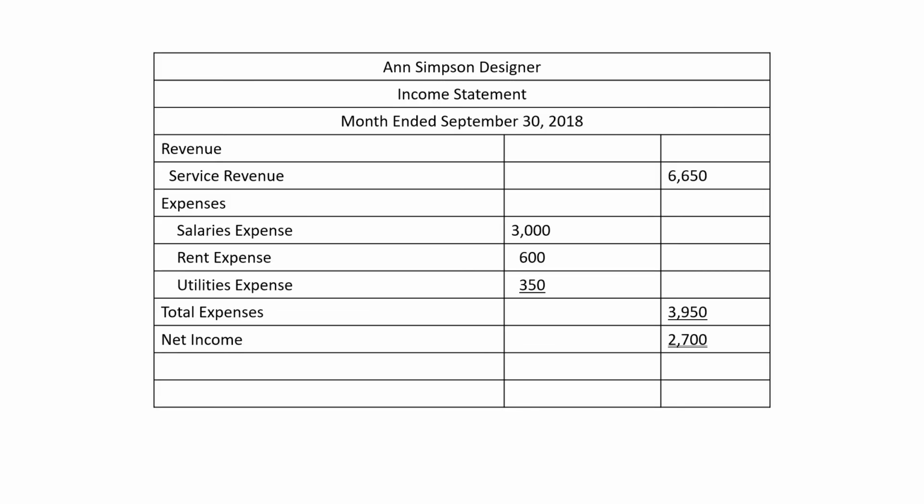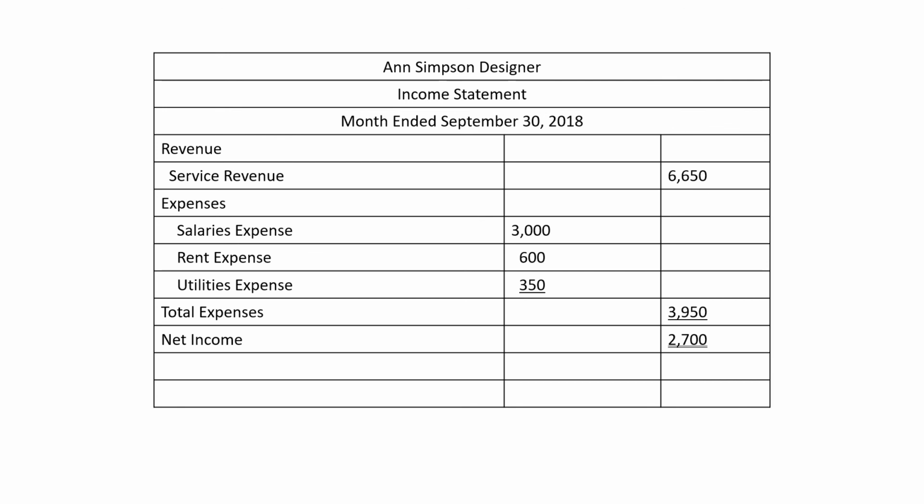Ann Simpson Designer income statement. Since this is information for the month ended September 30th, 2018. Remember, the only 2 types of items on an income statement are revenues and expenses. The service revenue account on our trial balance is $66.50. The expenses, salaries expense, rent expense, and utilities expense are all listed.